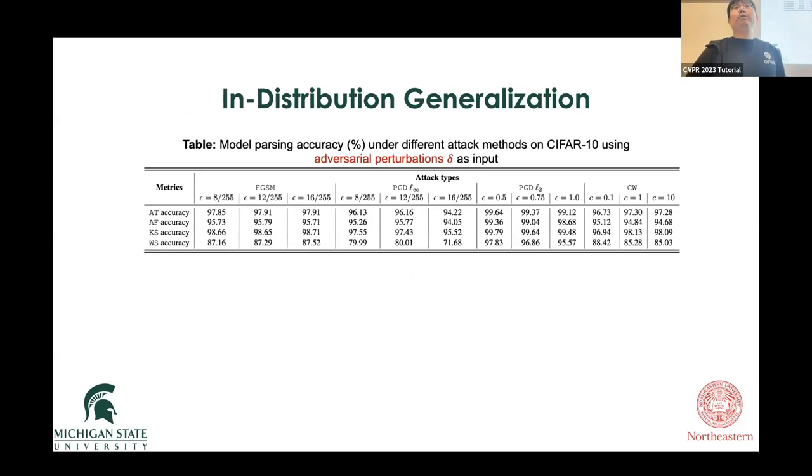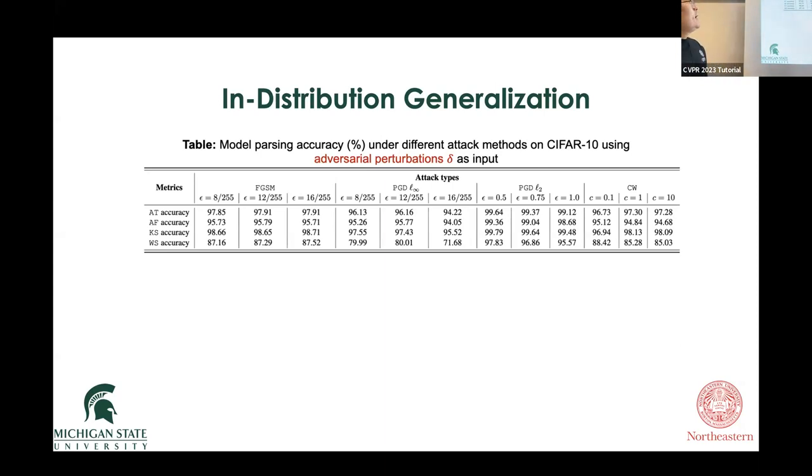This figure shows the in-distribution generalization. Once again, we report the average model parsing accuracy under different attack methods, using adversarial perturbations as the input. This is the ideal case: we use the perturbation as input to the model parsing network to estimate the model attributes. So how to read these tables? Each row, AT accuracy, means the accuracy of inferring the values of the architecture types. The second row, AF, means the accuracy of inferring the specific activation types, and so on. KS is kernel size and WS means weight sparsity.